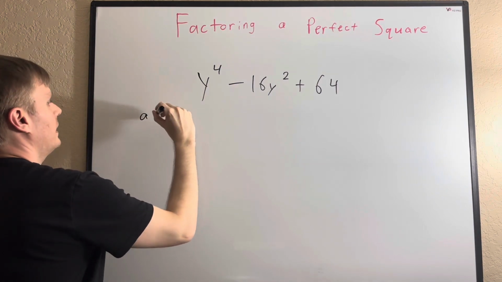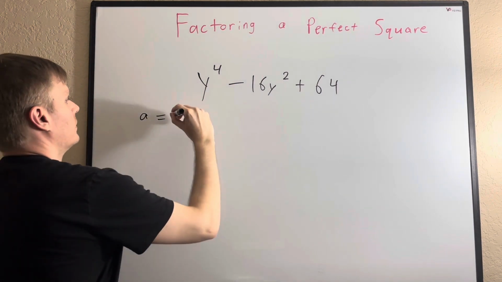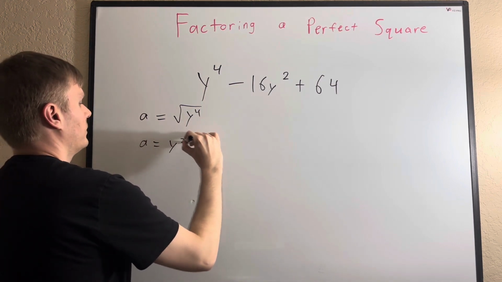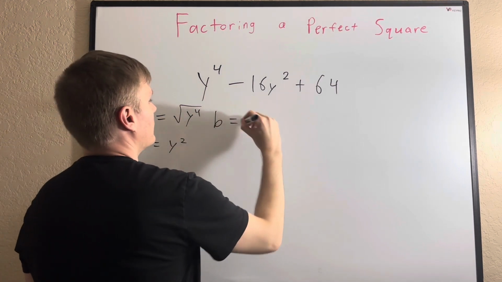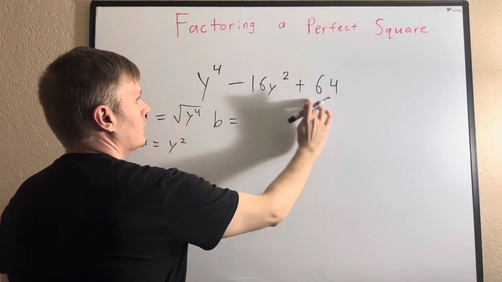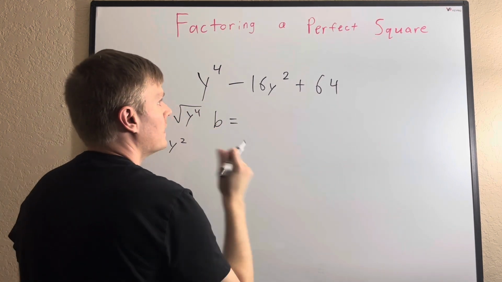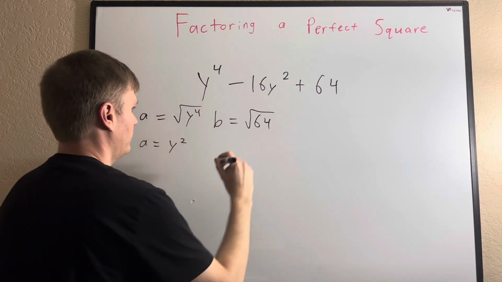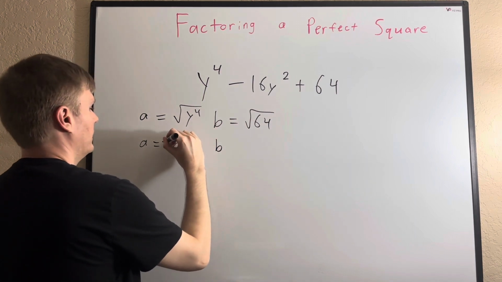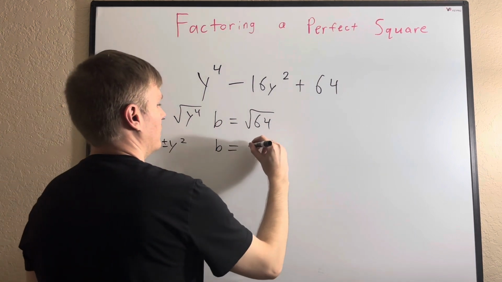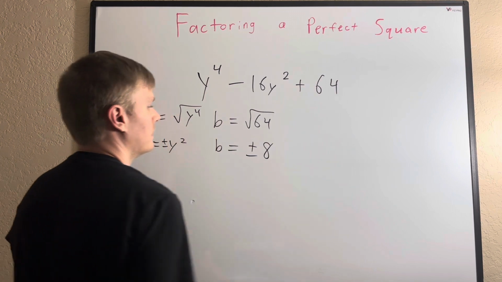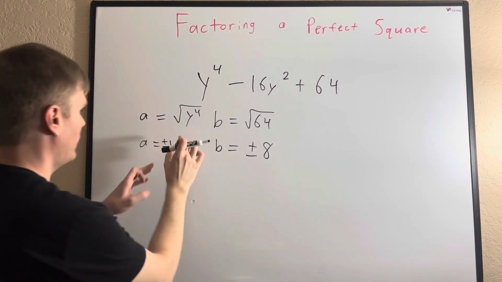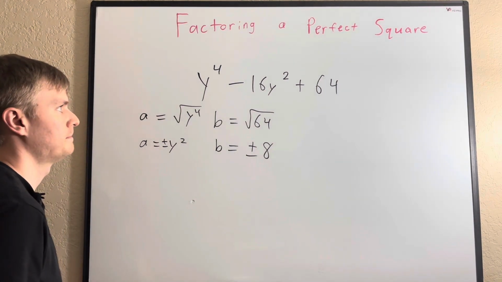So a in this case is the square root of y to the fourth. So a is y squared. B is the square root of 64. Oh, I forgot to put the plus minus in there. Plus or minus 8. We don't know which B and which A we're dealing with yet.